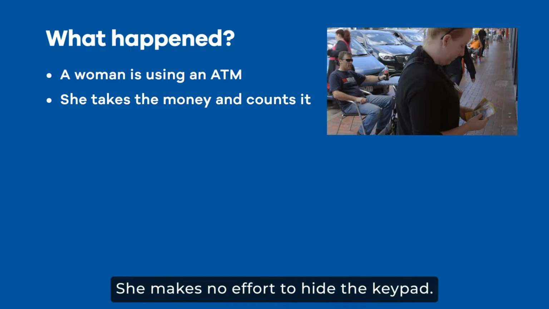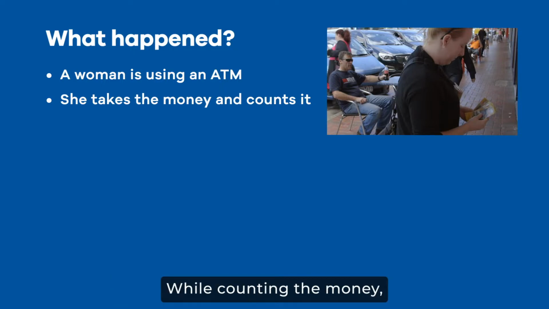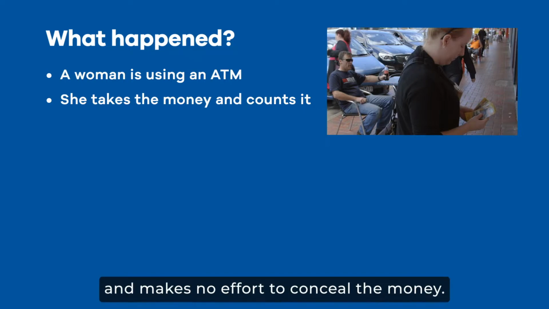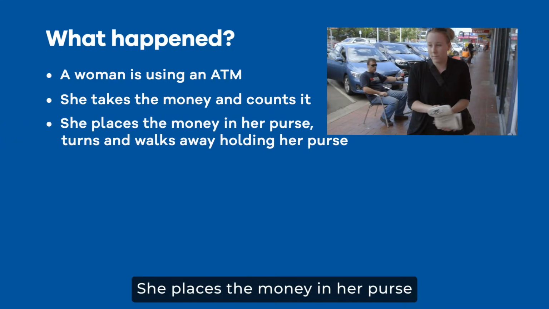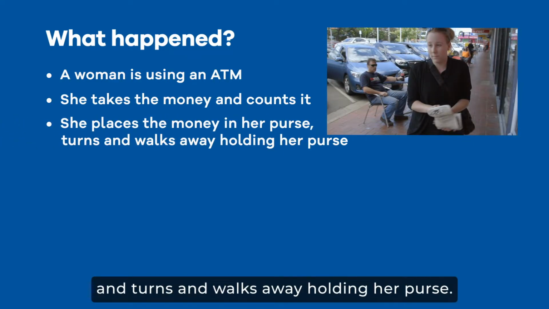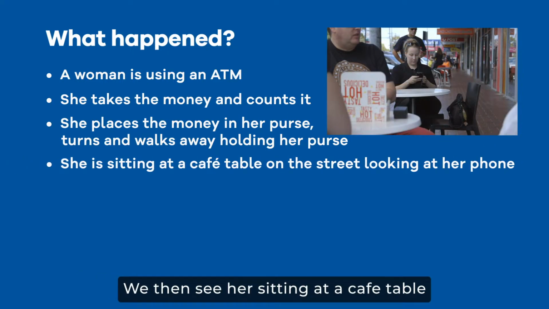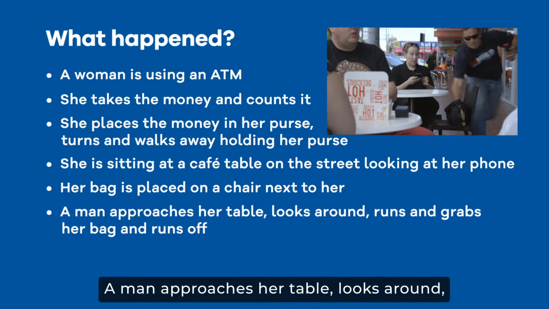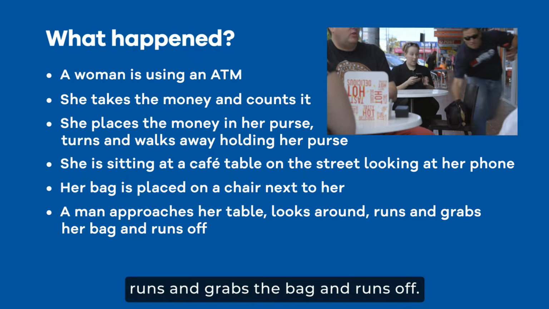She makes no effort to hide the keypad. While counting the money, she moves slightly away from the ATM and makes no effort to conceal the money. She places the money in her purse and turns and walks away holding her purse. We then see her sitting at a cafe table on the street looking at her phone. Her bag is placed on a chair next to her. A man approaches her table, looks around, runs and grabs the bag and runs off.